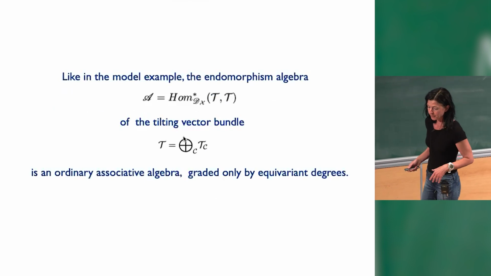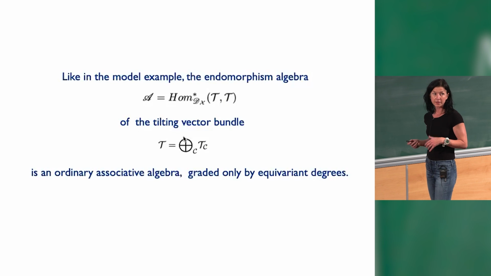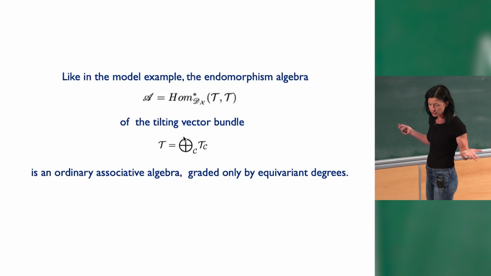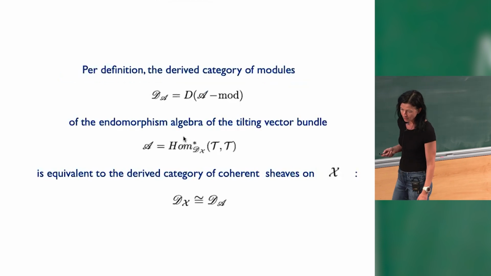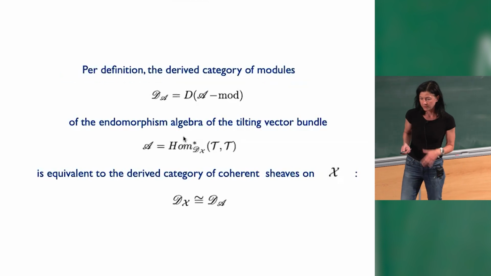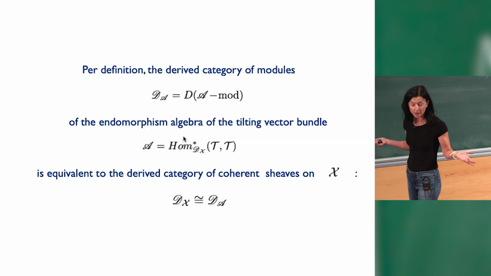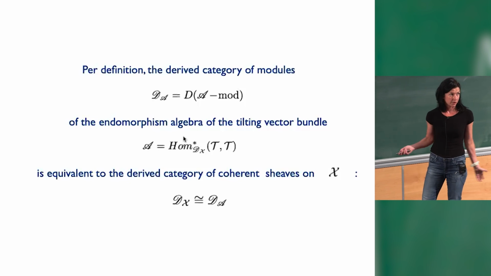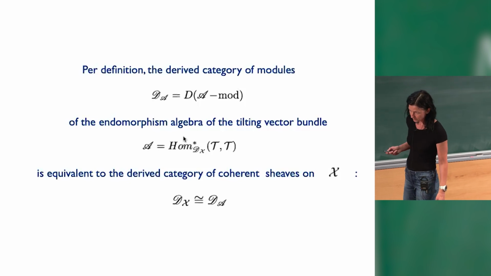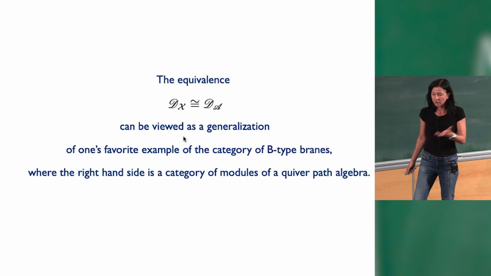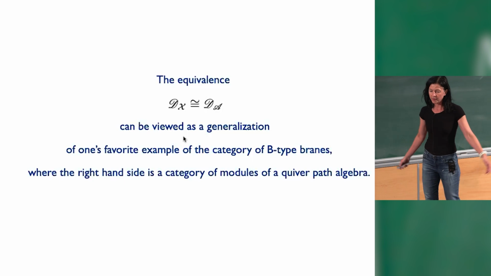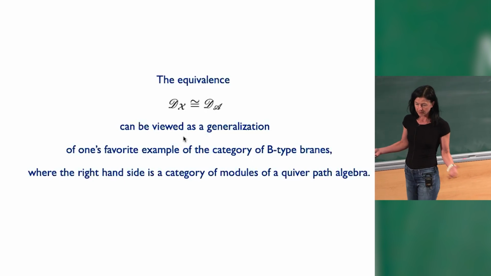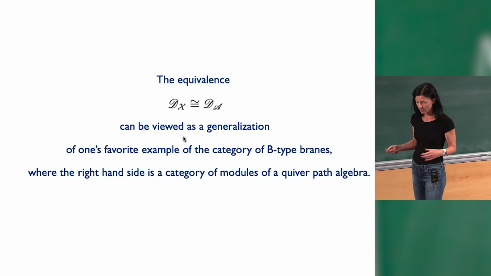The endomorphism algebra of the tilting vector bundle turns out to be an ordinary associative algebra that's graded only by equivariant degrees. And then, per definition, the derived category of modules for this algebra, the endomorphism algebra of the tilting bundle, is equivalent to the derived category of coherent sheaves on X. Now, this equivalence, you can view it as a generalization of one's favorite example of a category of B-type branes, where the right-hand side is a category of modules of, say, a quiver path algebra.